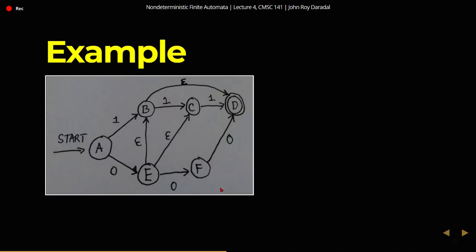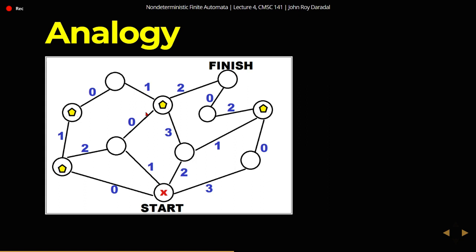So what does that look like? This is an example epsilon NFA. You'll notice that besides the zero and one transitions, there are also epsilon transitions. There's an epsilon transition from E to B, from E to C, from B to D. And what this means is from E, you can freely transition to B without taking any input. We'll see that in an example later.